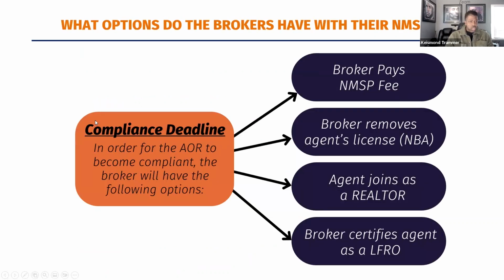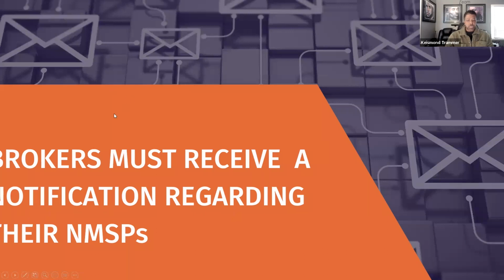And as I mentioned earlier, the broker has options when it comes to those delinquent agents. You just want to make sure that the broker is aware that he or she has options. Again, those options are: the broker can pay the NMSP fee, the broker can remove the agent's license, the agent has the option to join as a realtor member, or the broker can certify the agent as a LFRO. Those are the options available to the broker and his agents.